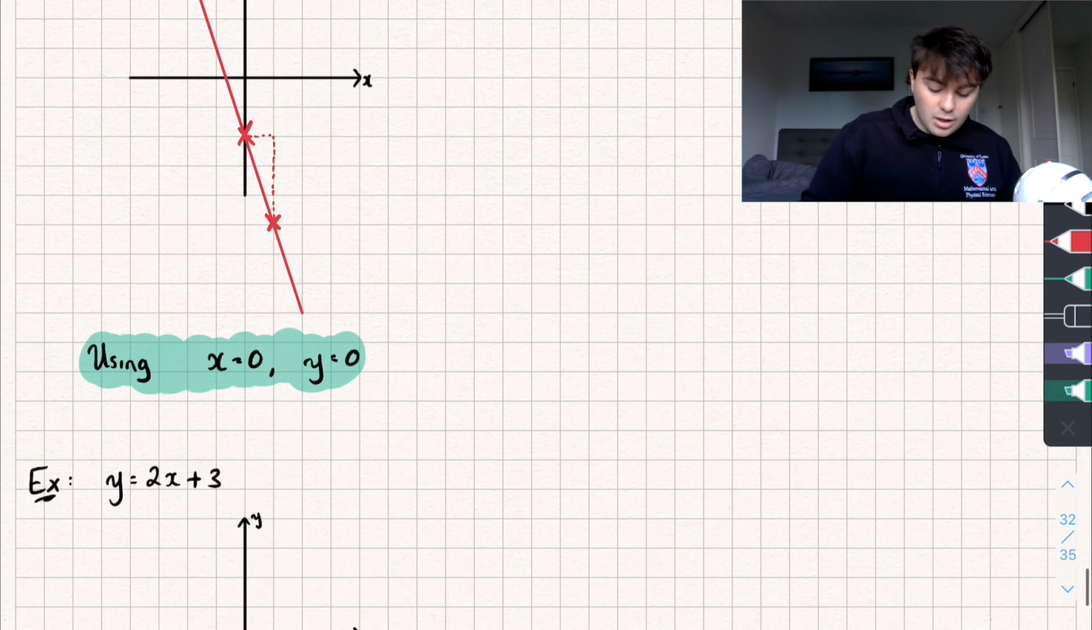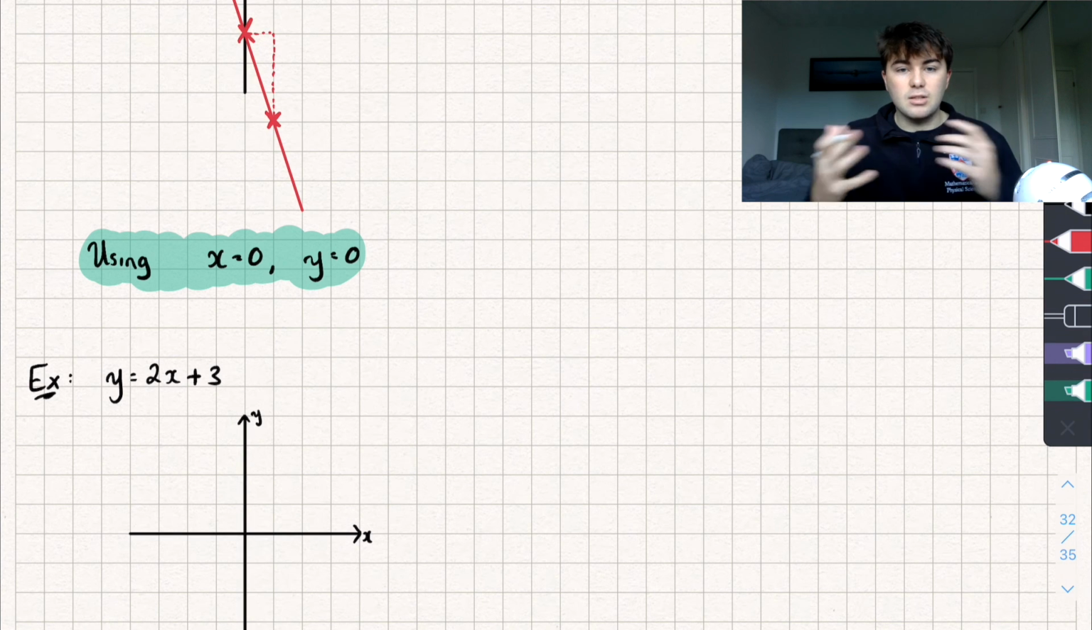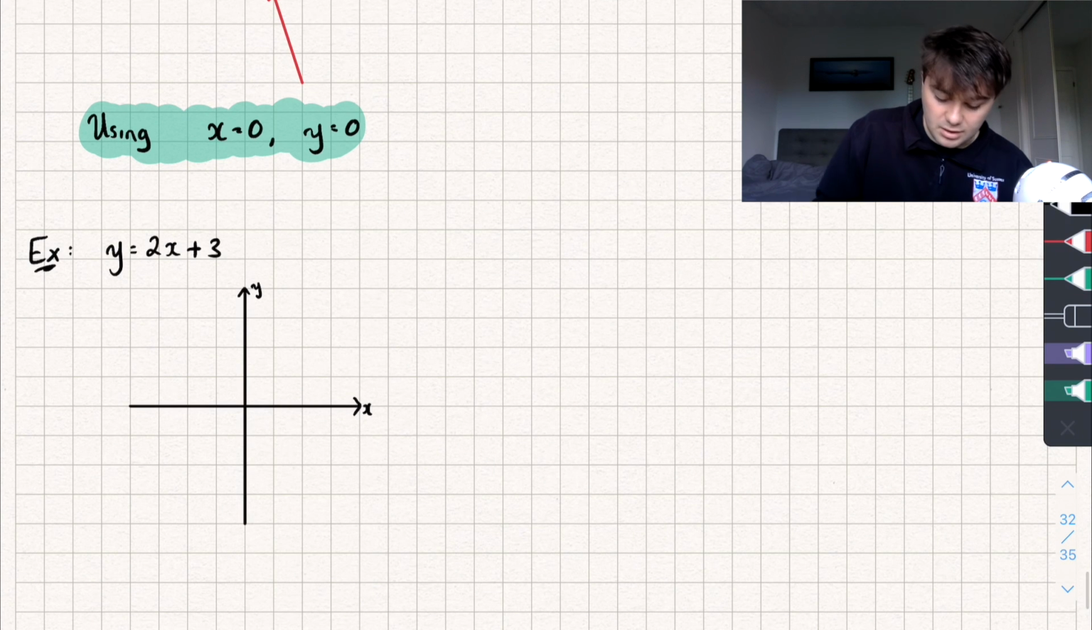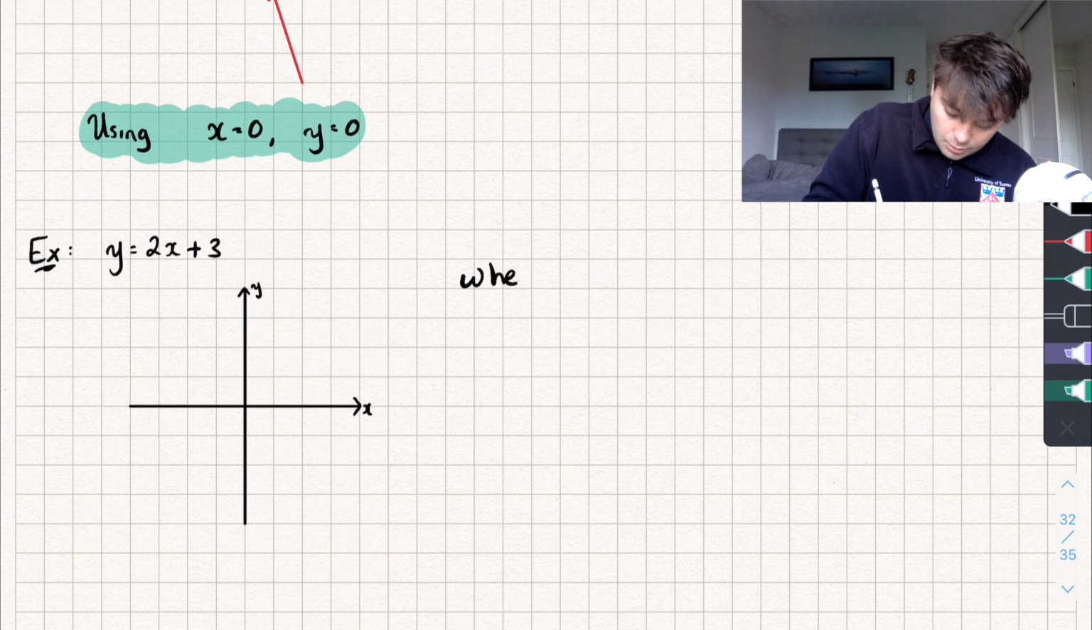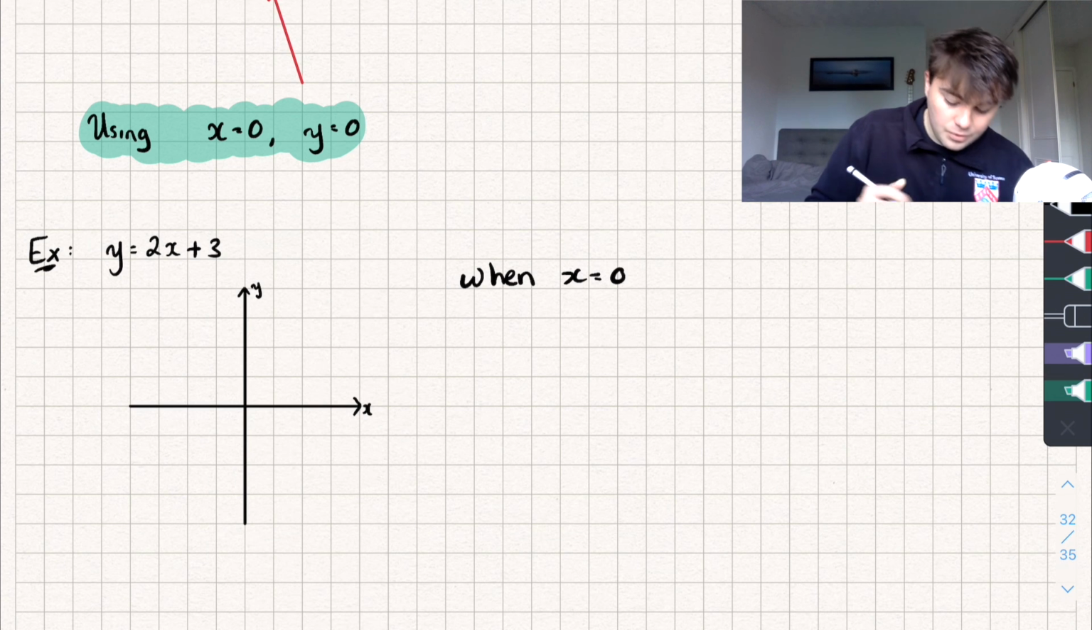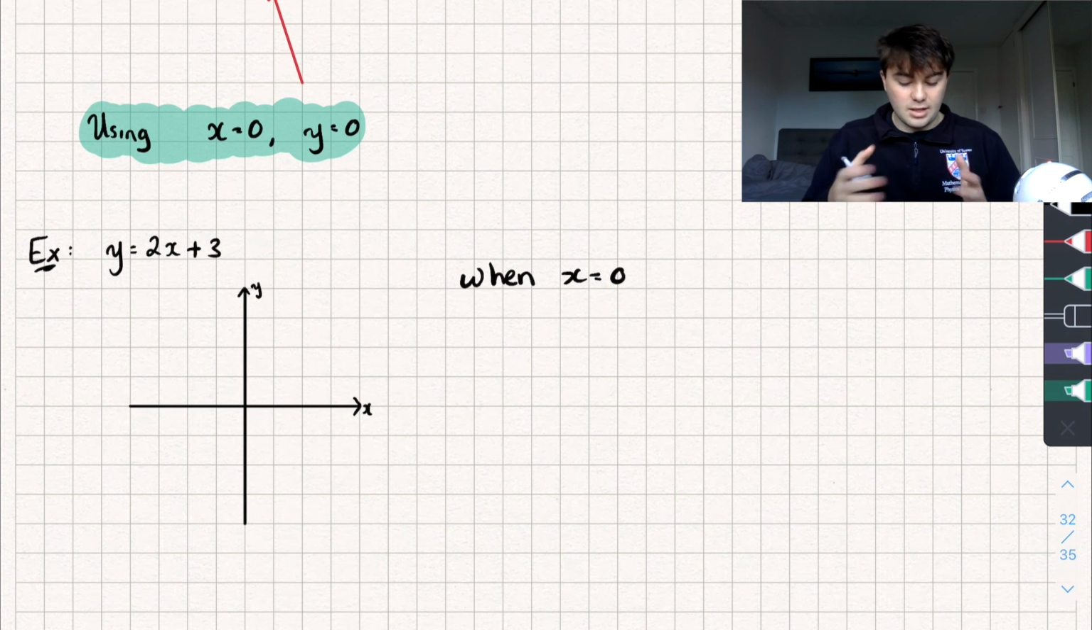And the final method we're going to look at is using the fact that we can set x and y equal to 0, and this is going to show us where our line crosses the x and y axis, okay? And so I'll show you what I mean. So let's say when x is equal to 0, okay, let's see where the line crosses the y axis, and you'll see how this works.